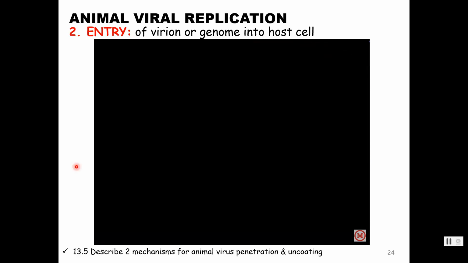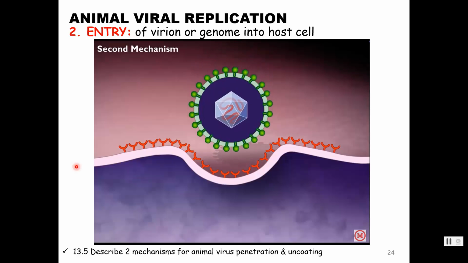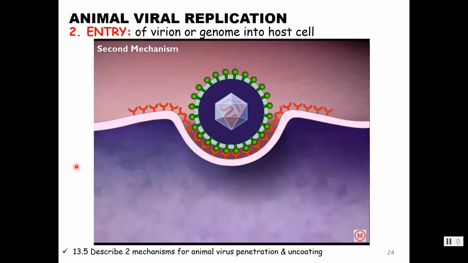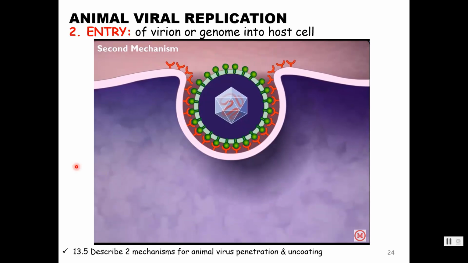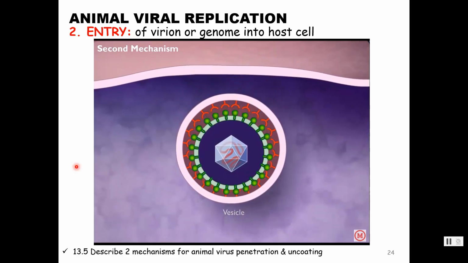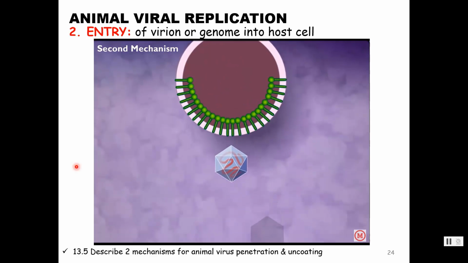In the second mechanism, the enveloped virus adsorbs to the host cell by specific proteins on its surface, and the virion is taken in by endocytosis. In this process, the host cell plasma membrane surrounds the whole virion and forms a vesicle. The envelope of the virion then fuses with the plasma membrane of the vesicle, and the nucleocapsid is released into the host cytoplasm. The capsid protein is then removed, releasing the nucleic acid of the virus.